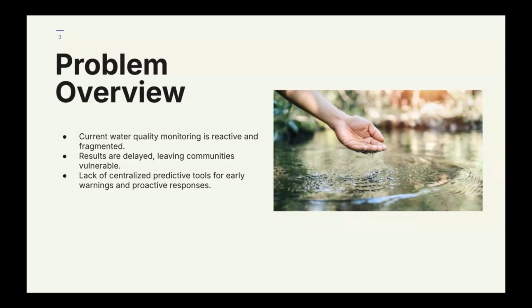And so, in light of these challenges, it became clear to us that there needed to be some kind of solution that could provide proactive results rather than reactive ones. And so, ultimately, our goal is to build a future where water quality monitoring is about anticipating and preventing crises instead of managing them.